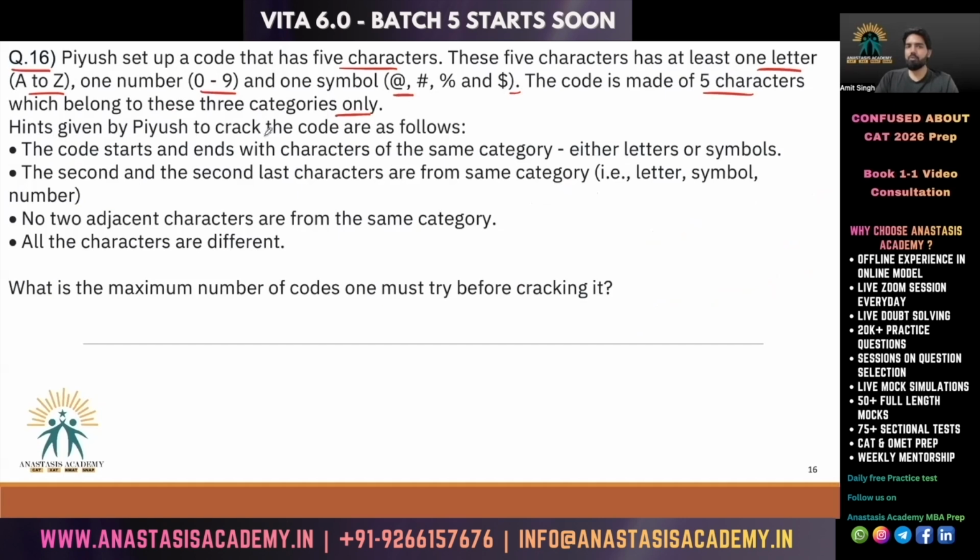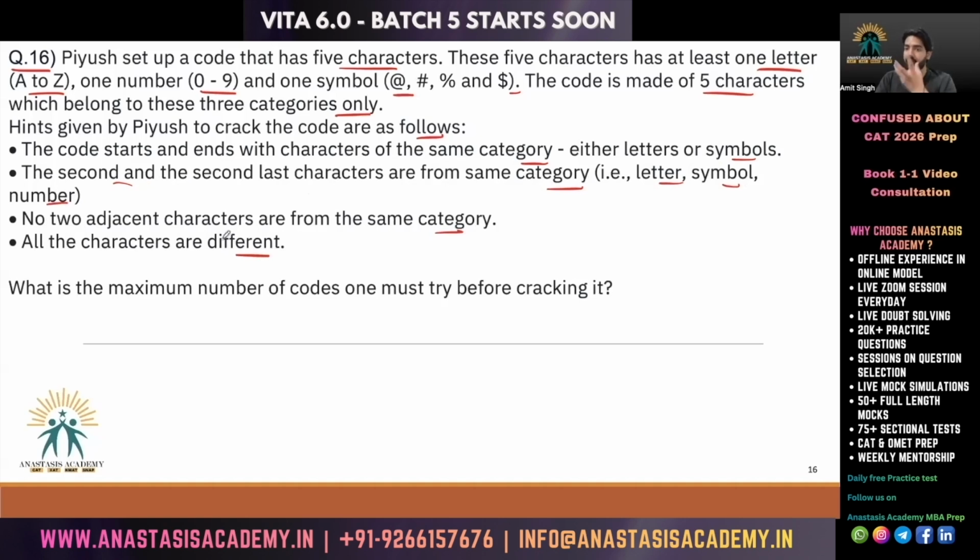Hints given by Piyush to crack the code are as follows. The code starts and ends with characters of the same category, that is, either letters or symbols. The second and the second last characters are from the same category, that is letters, symbols, or numbers. No two adjacent characters are from the same category. All the characters are different.